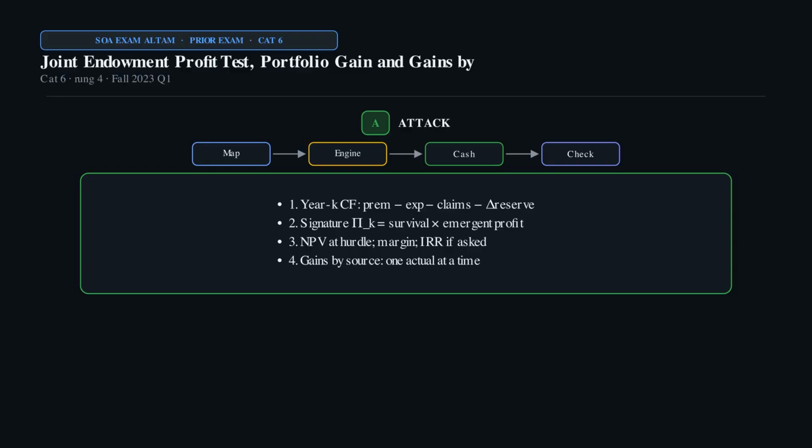Step 1. Year KCF. Prem minus EXP minus claims minus reserve. Step 2. Signature Pi_K equals survival times emergent profit. Step 3. NPV at hurdle, margin, IRR if asked. Step 4. Gains by source, one actual at a time.